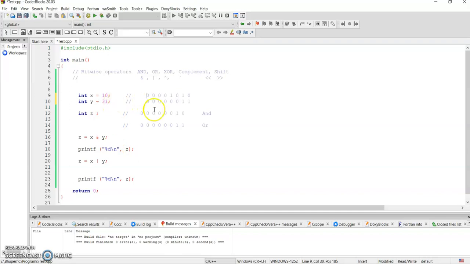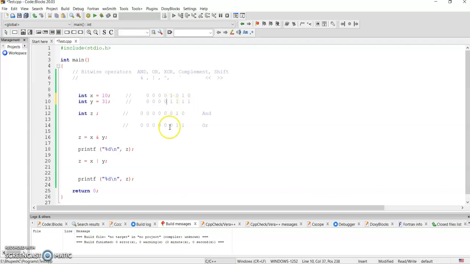31 will be 16. Okay, then okay, 16 plus 8, 24, 24 plus 8. Okay, right? So it will be like, let me say again, this is 2, 4, 2, 4, 8, 16, 32.